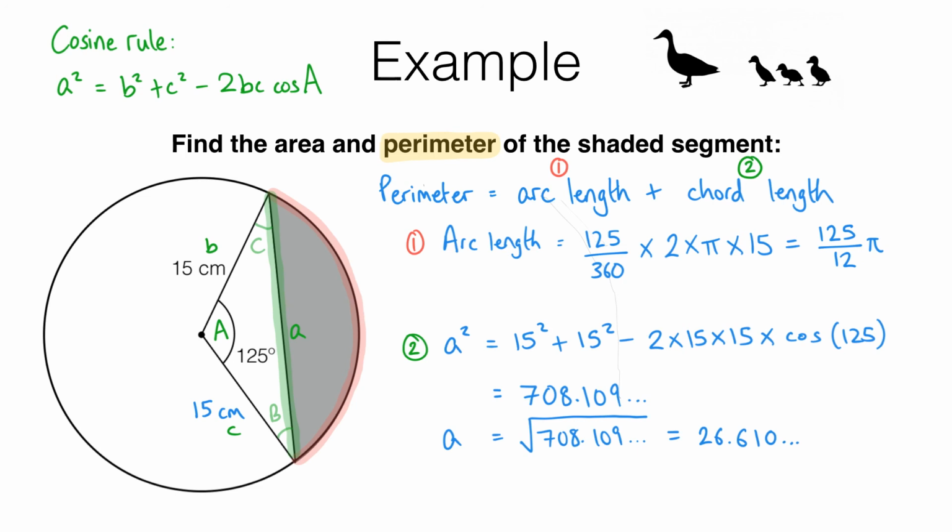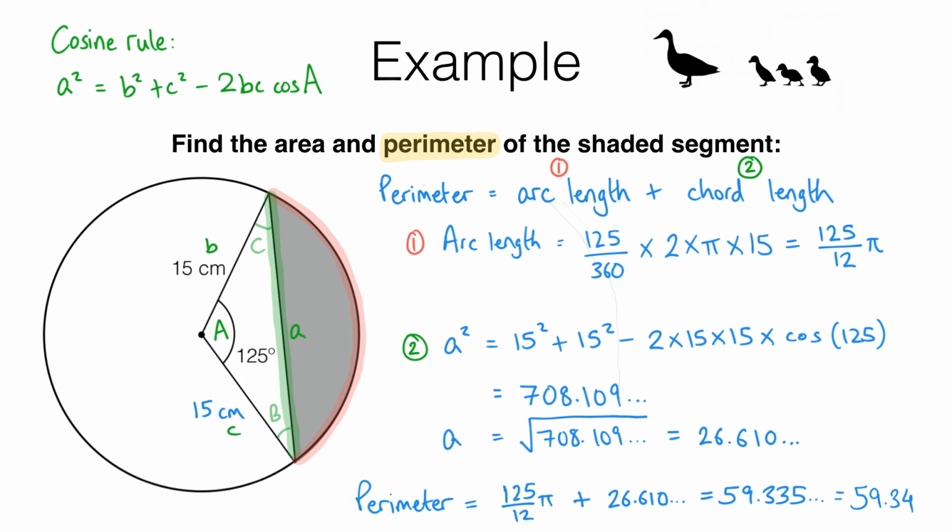Now that is just the length of this chord. Remember, we were looking for the perimeter. We needed to add together the arc length and the chord length. So we need to add together this arc length and this chord length down here. Writing that down, we get perimeter equals, and working that out on my calculator, I get 59.335 and lots of decimal places, which to 2 decimal places is 59.34.